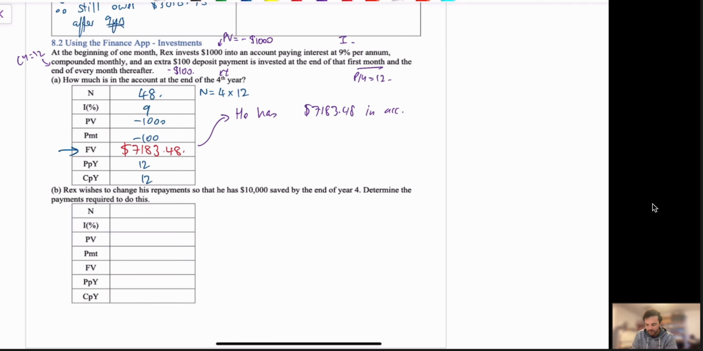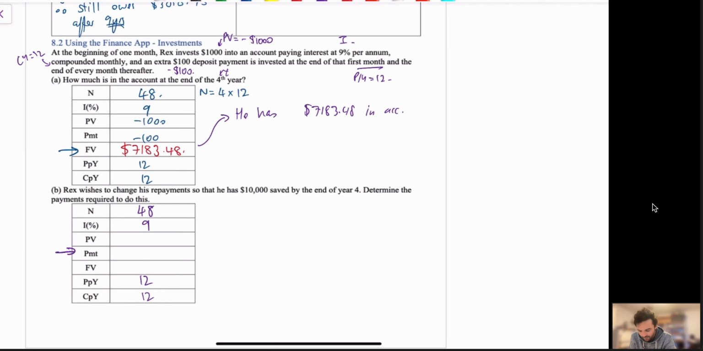Now, next question says, Rex wishes to change his repayments so that he has $10,000 saved by the end of year 4. Determine the payments required to do this. So they're saying, hey, what's the payments he has to do to get there? Now, we know it's over the same period, so it's going to be 48. Interest rate stays the same. Payments and compounding still has to be the same as well.